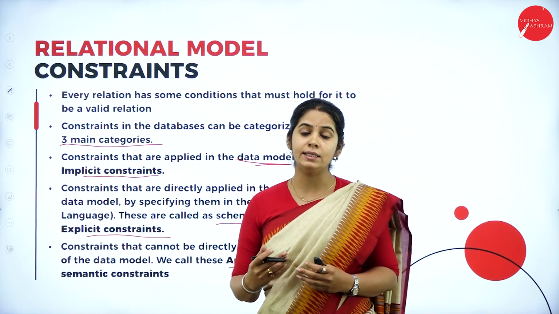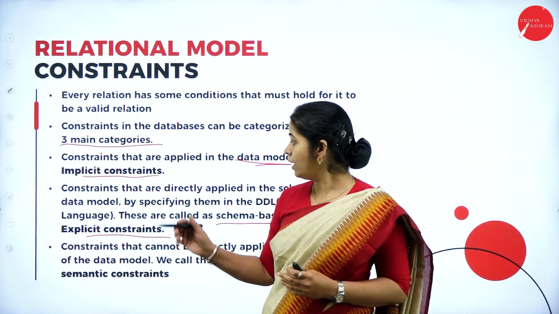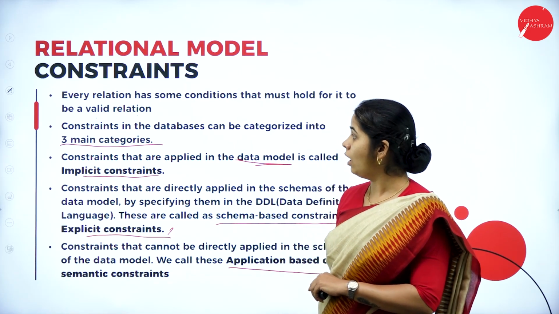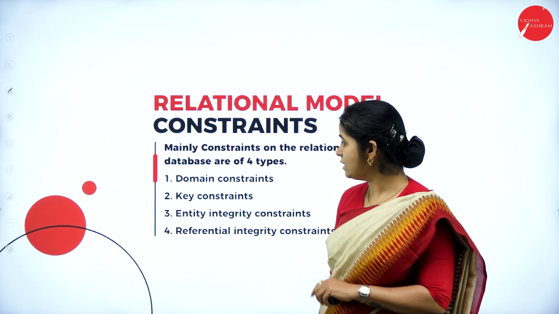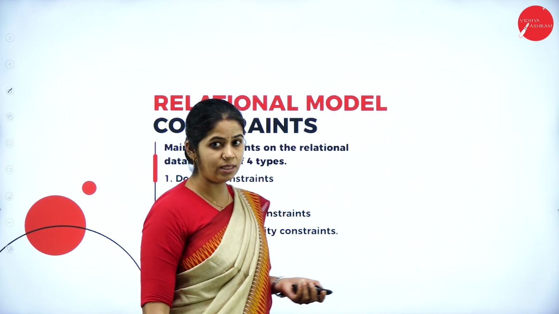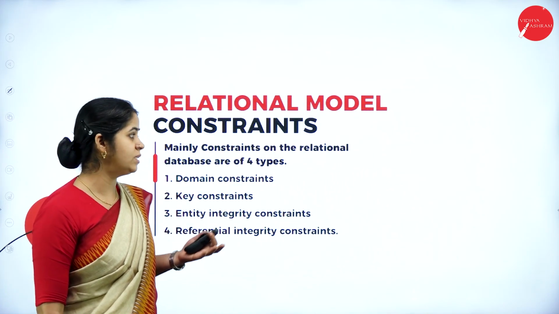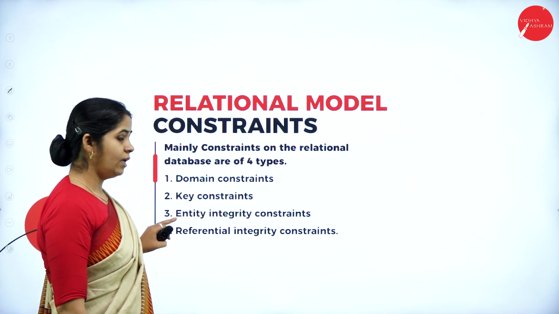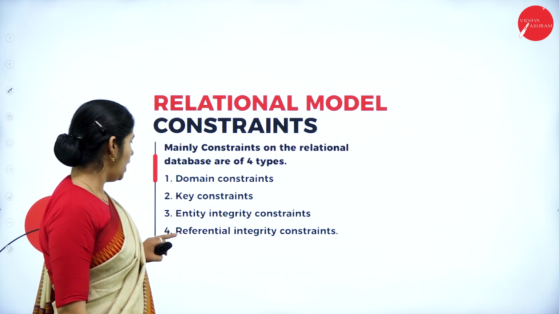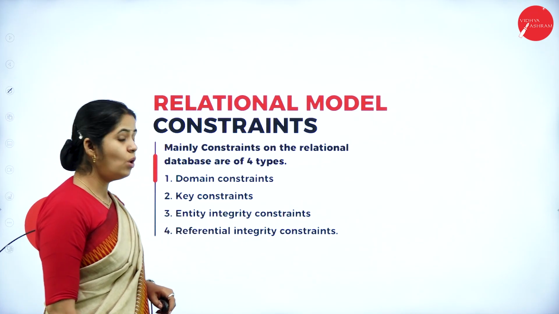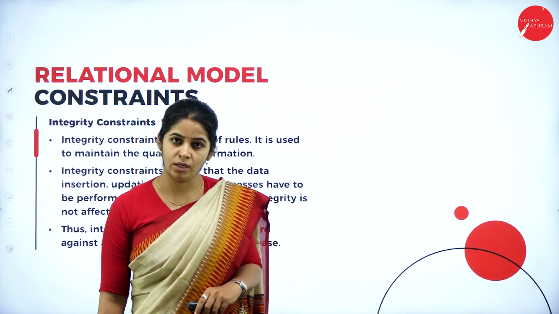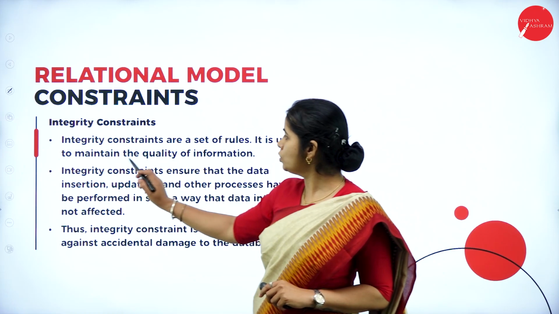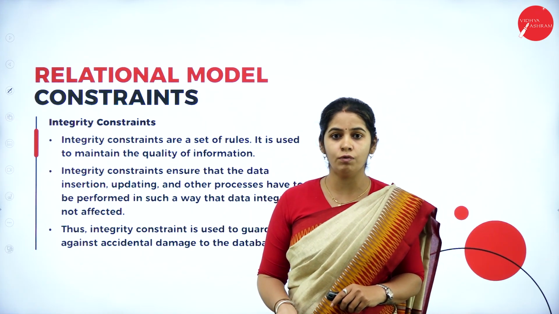Here we are basically dealing with the schemas, so most of the time we consider explicit constraints. Let's see about explicit constraints. Explicit constraints are again of different types: domain constraint, key constraint, entity integrity constraint and referential integrity constraint. What do you mean by integrity constraint? Integrity constraints are the set of rules that is used to maintain the quality of the information.